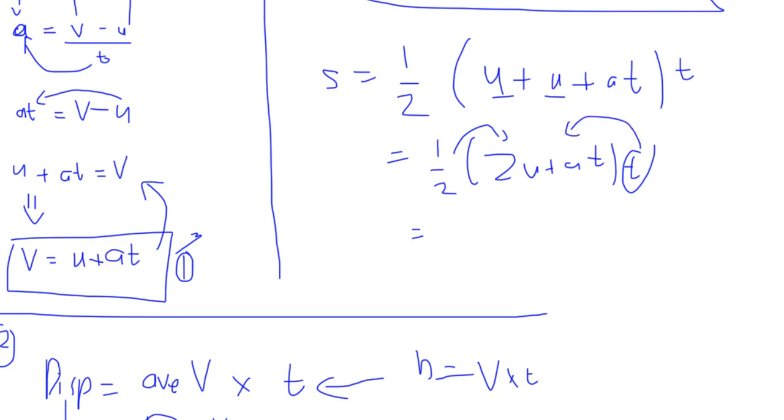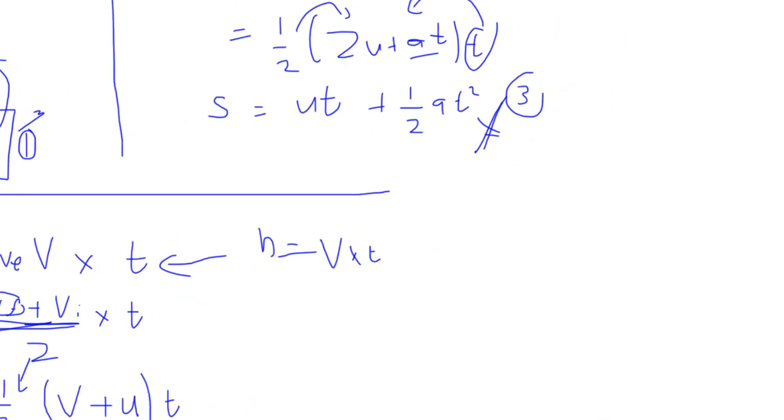So this one first, half times 2 will get u, and then the t will be times n, so you get ut, plus half will be times here, so we get half a, then the t is going to be times n, you get t squared, and this is still s. So this will be our third linear motion equation. Ta-da! We already have our third.